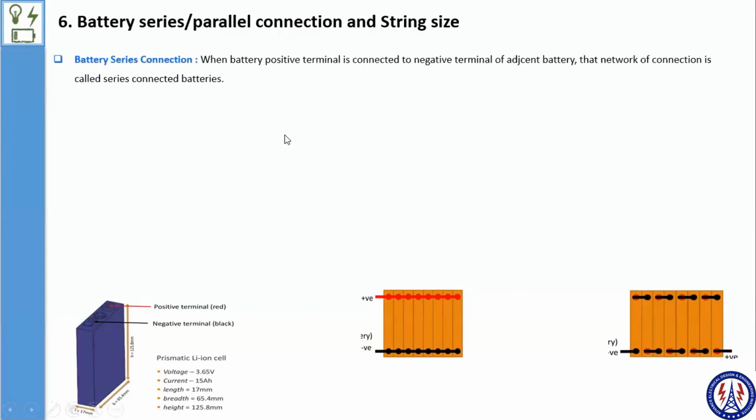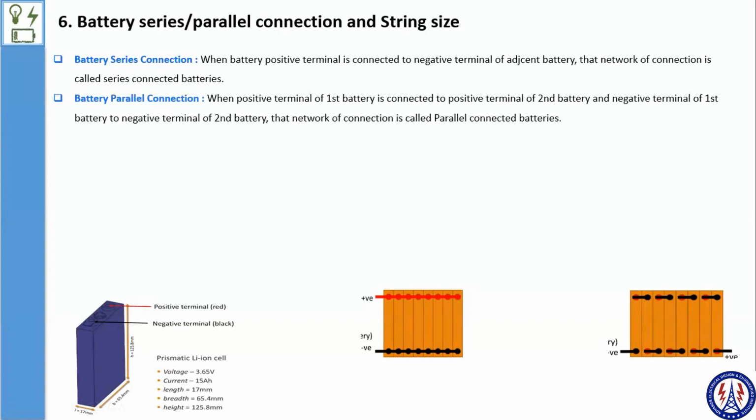I think there is no need to explain what is series connection and what is parallel connection. It's very generic and general. If I correlate for the battery, if you connect positive terminal to positive terminal of the different battery and negative terminal of first battery to negative terminal of another battery, that connection we can call a parallel connection. But when you connect the positive terminal of the first battery to the negative terminal of the second battery, that we can say is a series connection of the battery.